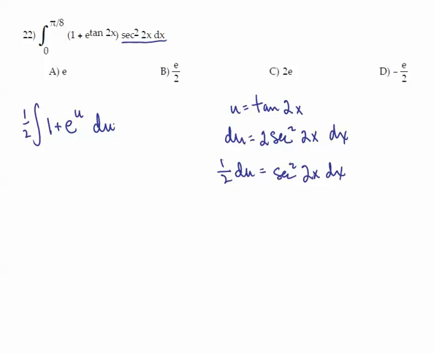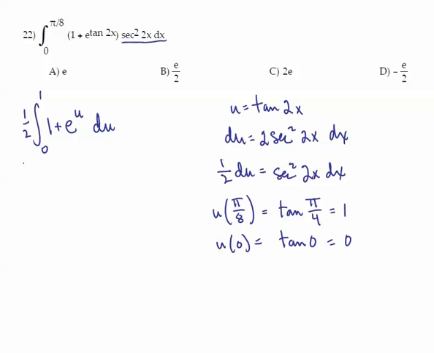We do have a definite integral here, so I'm going to need to find what my u limits would be. When x was pi over 8, what would u be? We're looking for tangent of 2 times pi over 8, which is tangent of pi over 4, and that's simply 1. Then when x is 0, we would have tangent of 0, and that is 0. So my new limits of integration are 0 to 1.